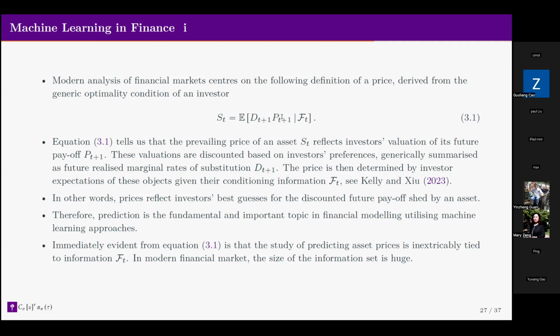And for the payoff, it is the future payoff, not the payoff today. So in other words, prices reflect investors' best guesses for the discounted future payoff shared by an asset. Therefore, prediction is a fundamental and important topic in financial modeling utilizing machine learning approaches. And we can easily see that for modern financial modeling, the information set could be huge. For instance, you can even use Twitter information to train some trading strategy model using machine learning techniques.